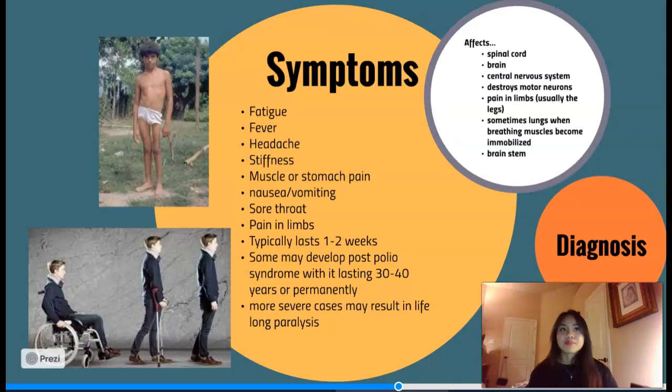And then in the most severe polio cases, we have lifelong paralysis, which is not good. Some of the other body parts that the poliovirus can affect are the spinal cord, the brain, and the central nervous system, which destroys the motor neurons. We can see pain in limbs, on the lungs, and then the brain stem.